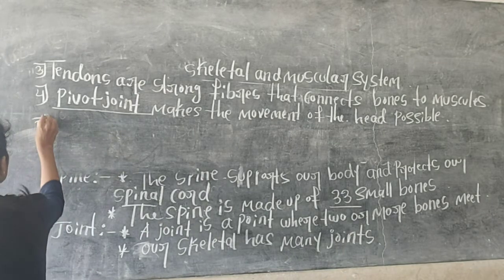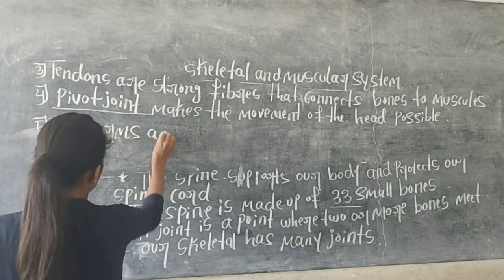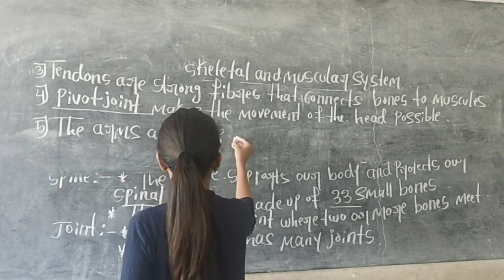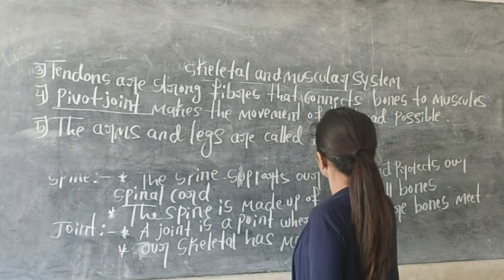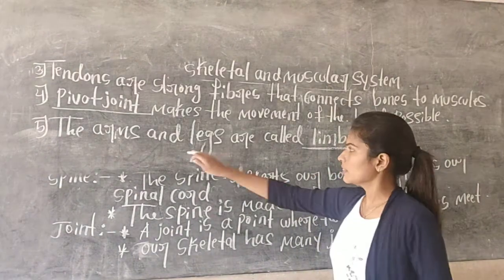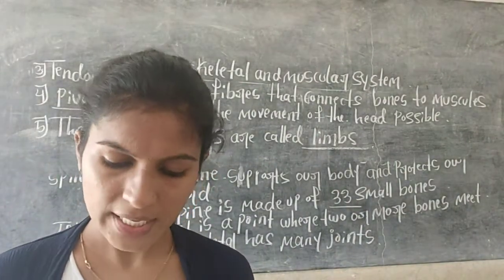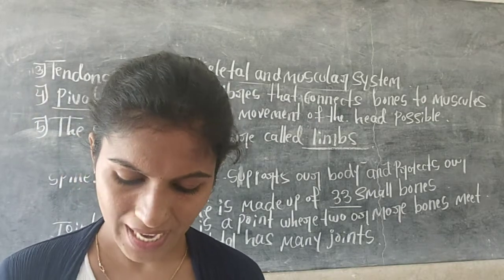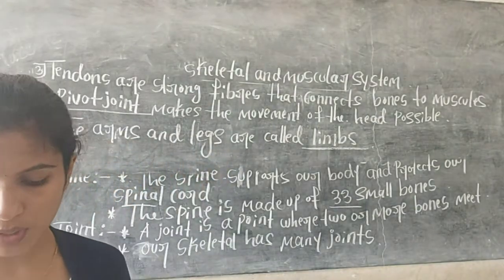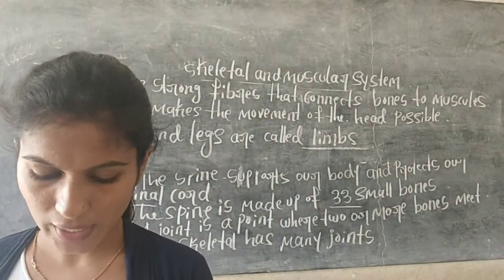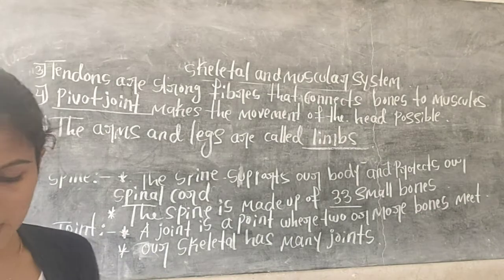In small words you can say the arms and legs are called limbs. The arms and the legs are called limbs. Next, what is a hinge joint? Give one example. You should write what a hinge joint is and give an example also. First write down the definition.